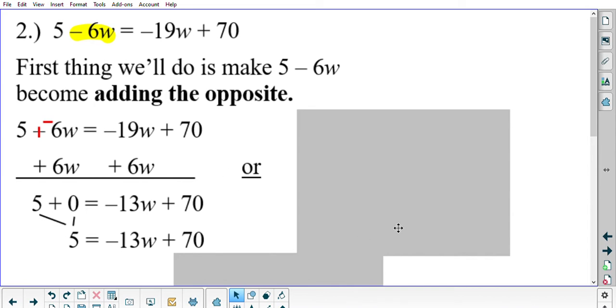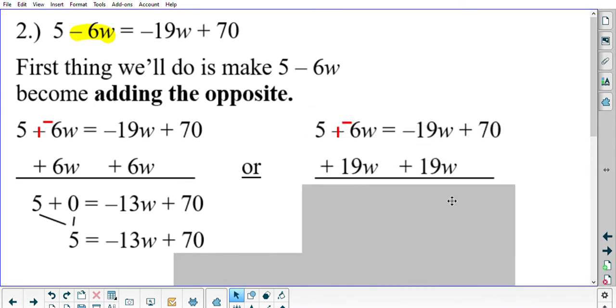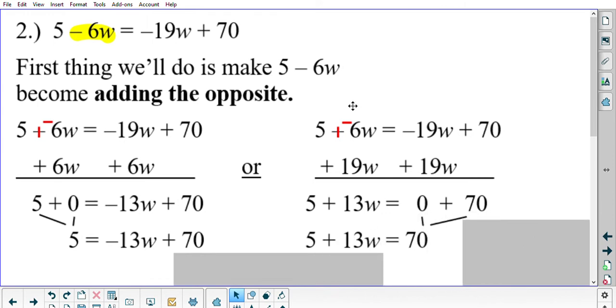That wasn't the only way of doing it, was it? We could have added the opposite of negative 19w, which would be positive 19w. Add that to both sides. That would have given us 0 on the right-hand side, and 0 plus 70 is just 70. Left-hand side, negative 6w plus 19w gives you 13w, and that would have given us the variable on just the left-hand side, which again is the goal of the directions here. Get the variable to go to just one side.